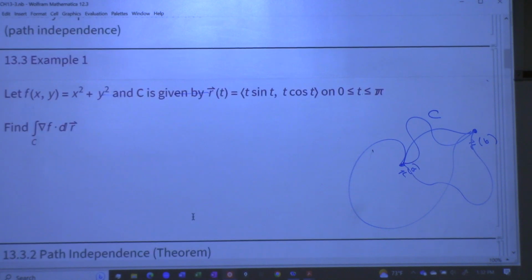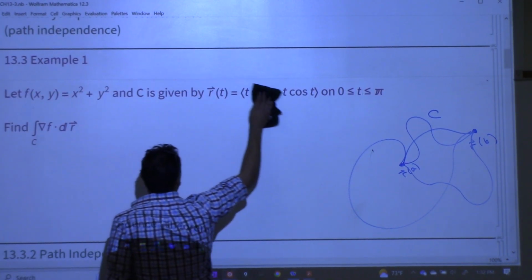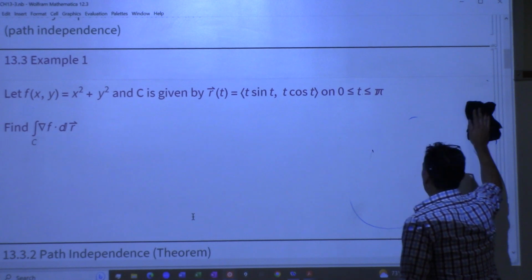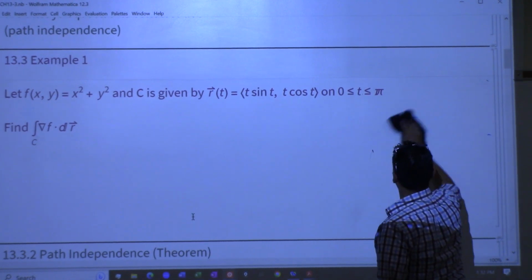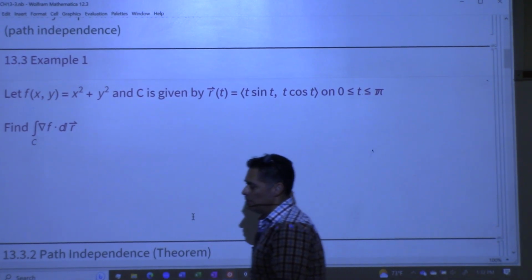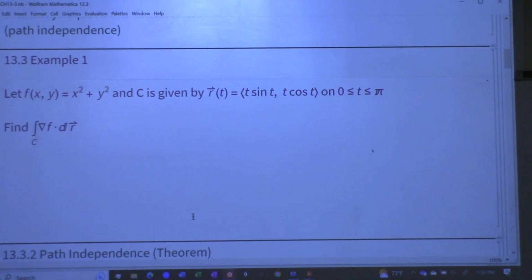Let's do this example. What have I given you? A scalar function. I'm asking you to compute this, which is basically the work over the gradient vector field of that scalar function. Right? This is the work integral. That gradient f is our capital F.